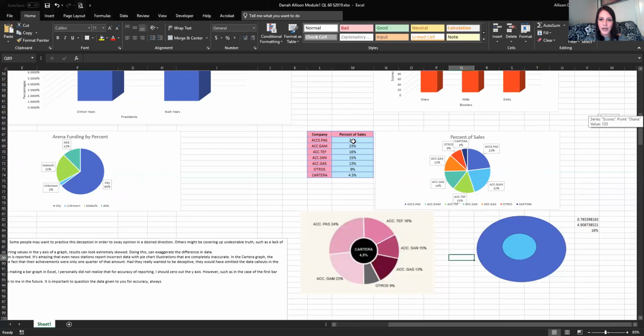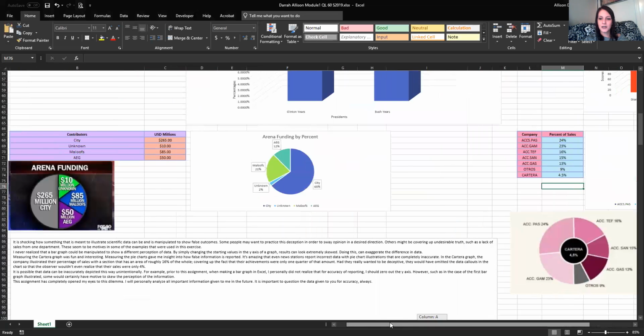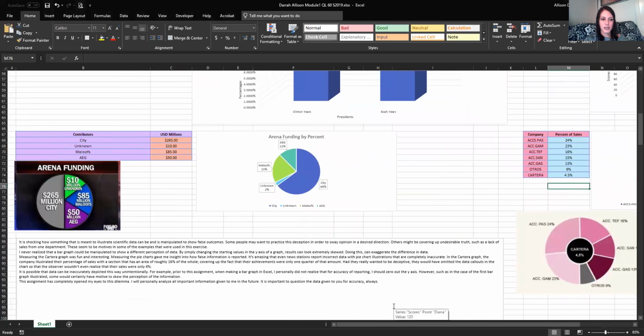So on here, we looked at the percent of sales. These are the actual percent of sales, and we created our own pie chart and then compared that to this one that we were given, in which case Cartera showed what is essentially about a 16% size in their little piece of the pie here, when really they only had 4%. So I don't know if the motive behind this would be to look like they've accomplished more than they have. I don't know who they'd be presenting this to, but it's definitely interesting.